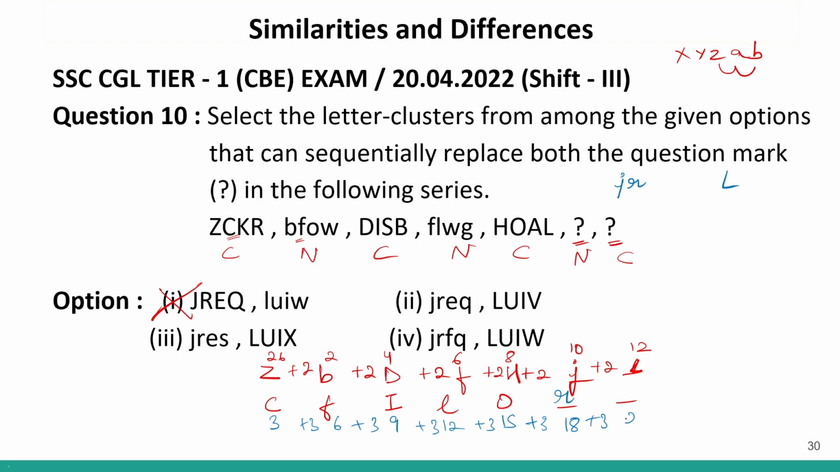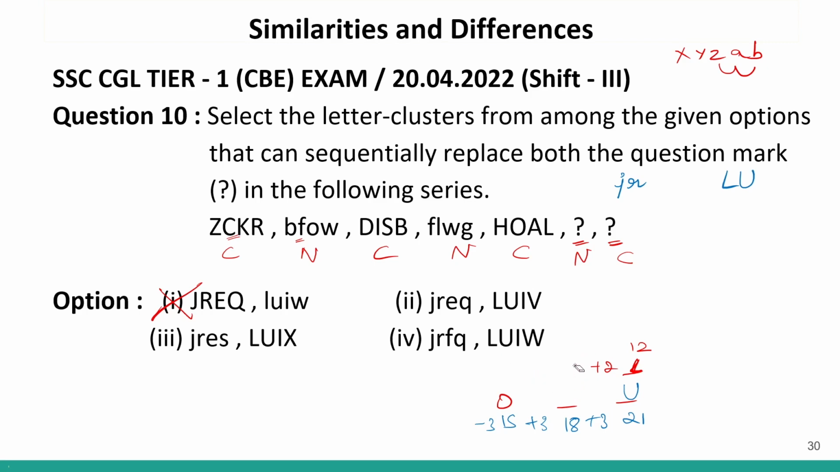So plus 3 will give me 21st rank. And at 21st rank we have U. So L, U. So J, R and L, U. Okay. Now we'll move on to the third series. So the third series is K, then small o, then S, then W, then A, and then two terms we have to find out. So K, if I look at the positions, K is 11, O is 15.